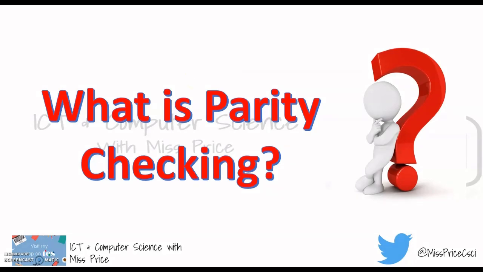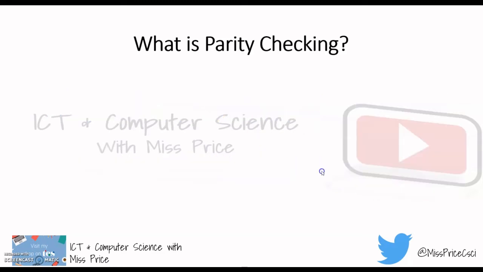To begin with, we are going to discuss what is parity checking. This is an agreed method between the computers where they agree how the data is transmitted, and they use parity checking to check whether the data has been sent correctly, or if it's corrupt, or if it has been changed.